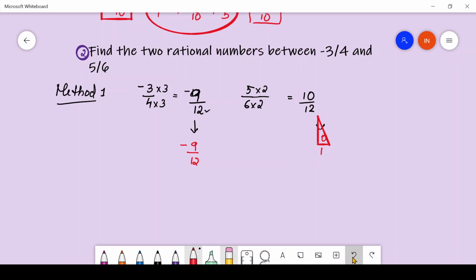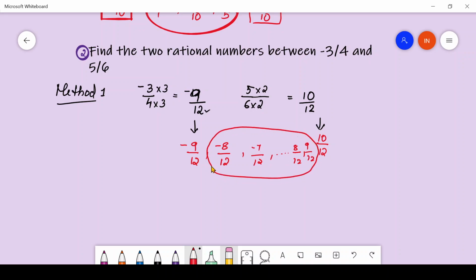You can write more rational numbers between these two with this type of repetition. So you can see here how many rational numbers we can write. Yes, we can write negative 8 by 12, then negative 7 by 12, etc. In between 0, then 8 by 12 you can write, 9 by 12. So you can see these rational numbers are between these two. The question is asked for 2 only. I am just showing how to do more.